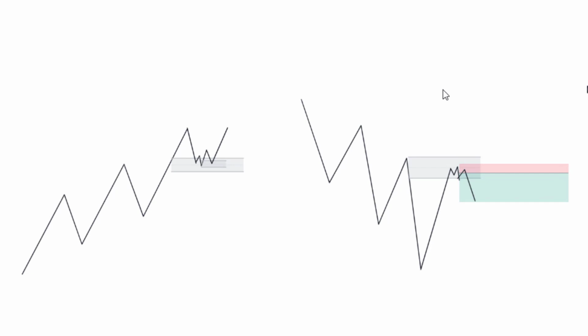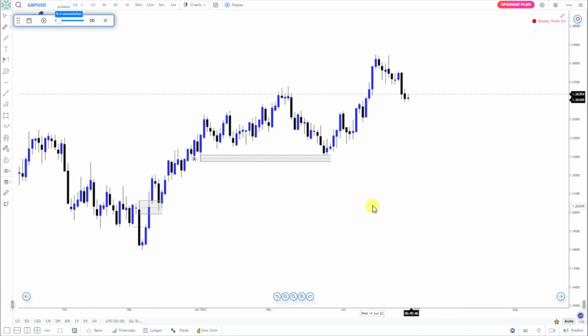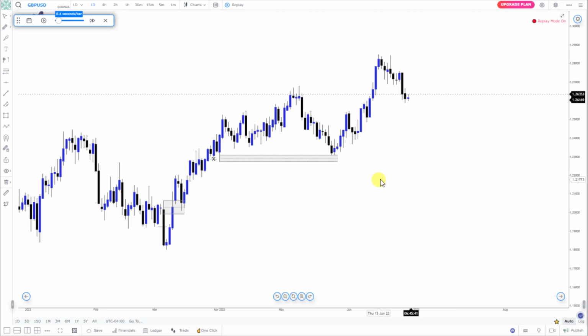So let's go to the price chart. Let me show you live examples. This is the very first example I'm going to use for this explanation. From what you can actually see here, this is GBP USD, the daily time frame. Like I said, we're going to use two different time frames.